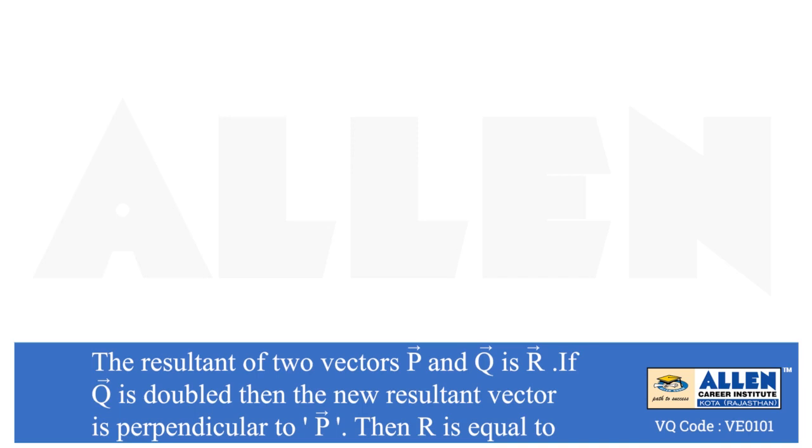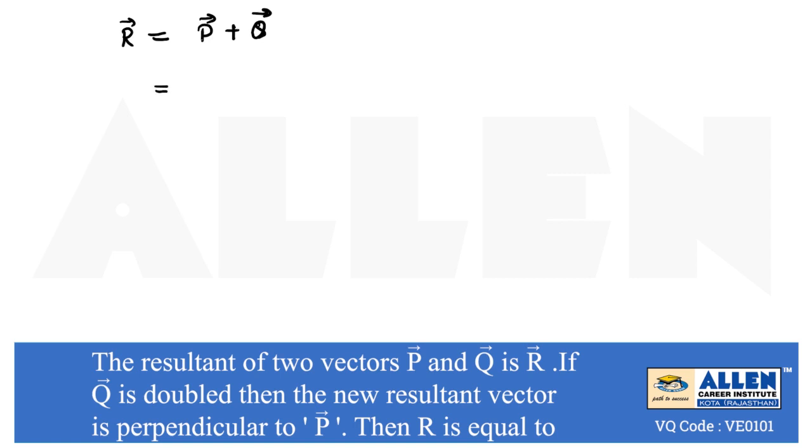The resultant of two vectors p vector and q vector is r vector. If q vector is doubled, then the new resultant vector is perpendicular to p vector. Here we are discussing two vectors, p vector and q vector, and r vector is the resultant of these two vectors. So r vector is equal to the vector addition of p vector and q vector.